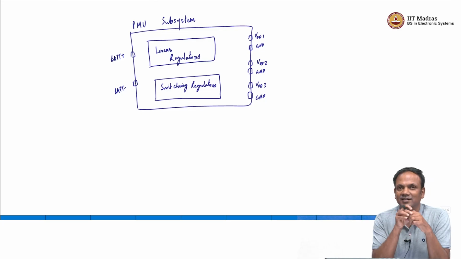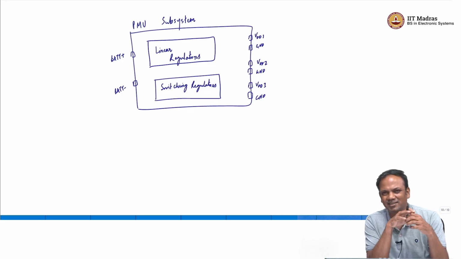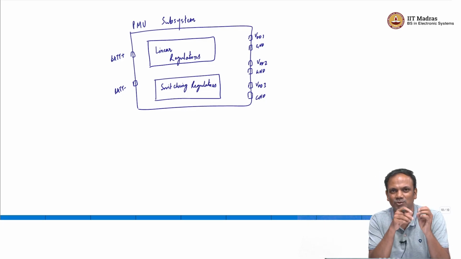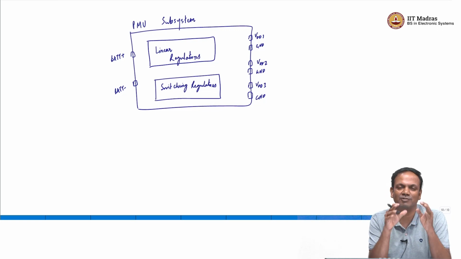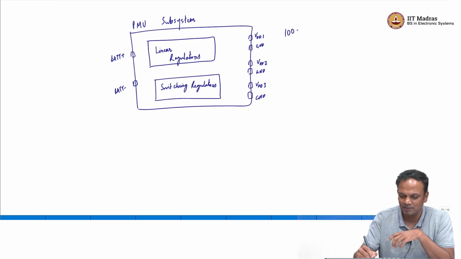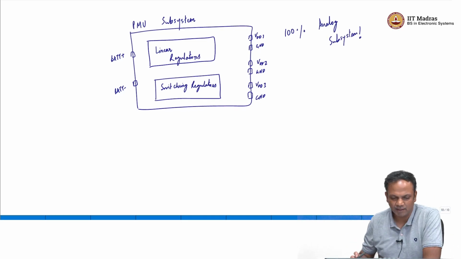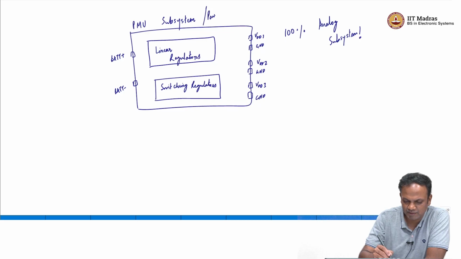So, this again is a completely analog subsystem. You might have digital logic, which is control logic, but very minimal digital, largely analog subsystem. I have not shown the external components here in the subsystems, we will come to that, but it is worth appreciating. We have been talking about which are analog subsystems, which are mixed signal subsystems. This again is a 100% analog subsystem. Okay. So, that is the PMU or the power management.